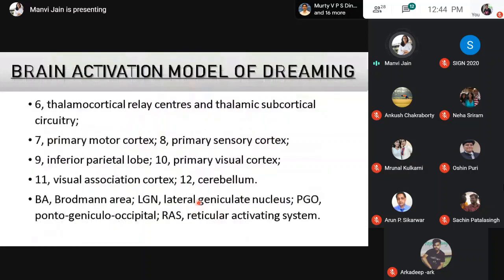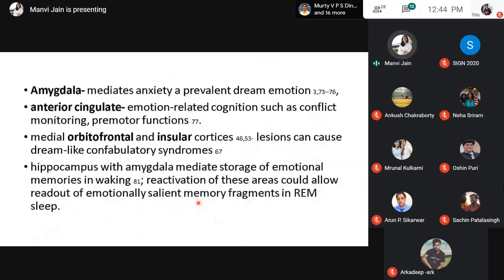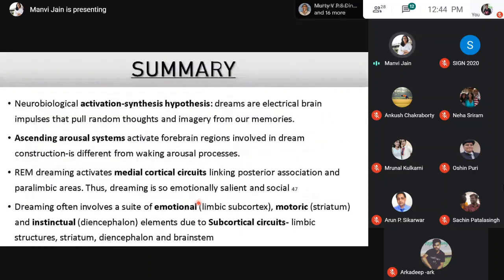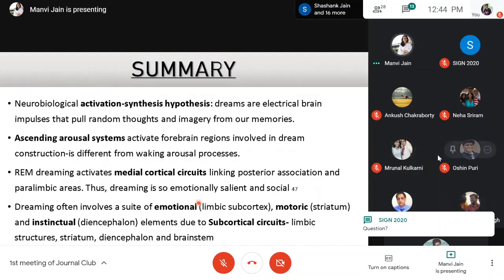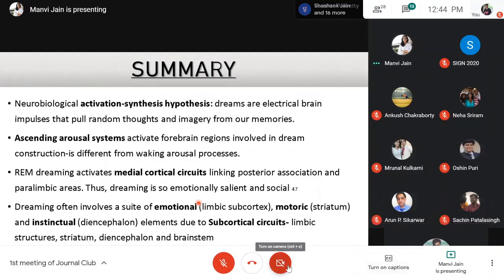So I end this whole thing on this note, and with a summary, I say that the activation synthesis hypothesis, which said that dreams are electrical brain impulses with random thoughts and imagery from our memories, is not true. How can it be true? How can it be so random and arbitrary? That's my choice. That's my thought. Let me prove it in some future. I hope I will, and I'll be here again explaining the real motive and real basis of dreaming to you after some years.